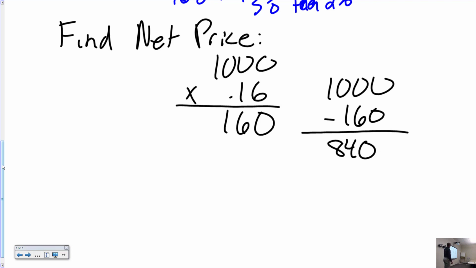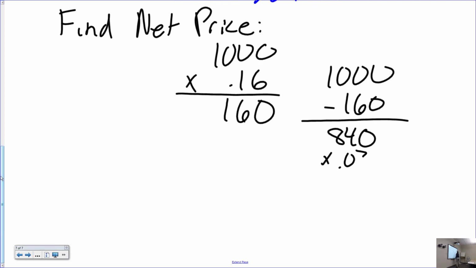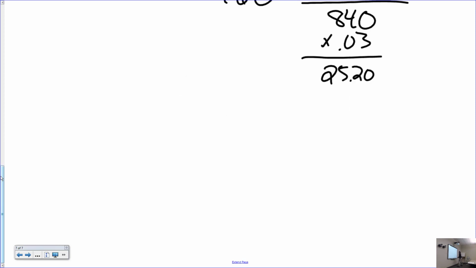Now, what do you do with the 840? Times 3%, right? What's 840 times 0.03? 25.20. What do I do with the 25.20? Subtract that from 840.